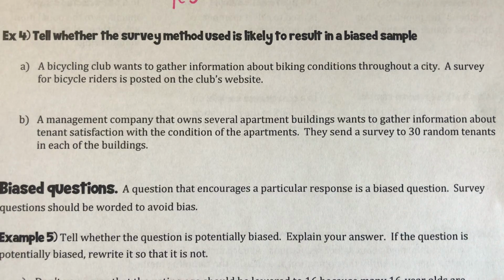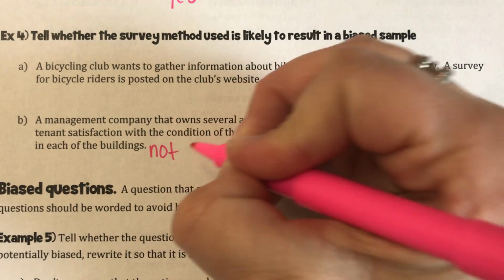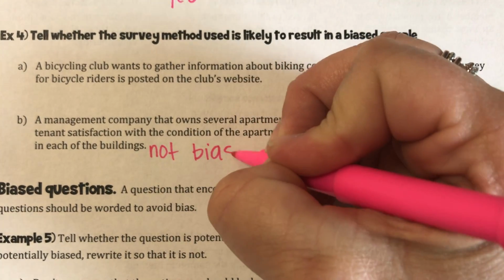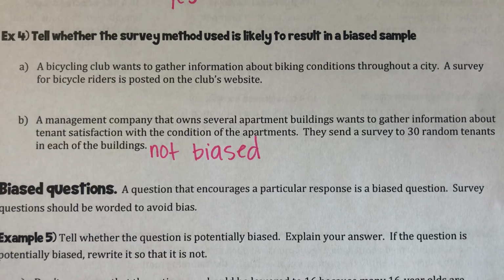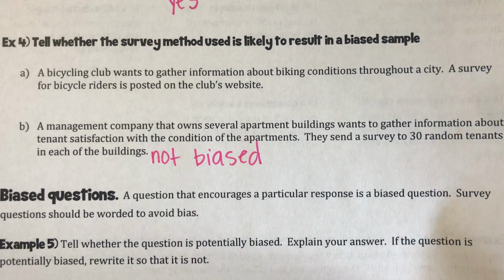On the next part, it says a management company that owns several apartment buildings wants to gather information about tenant satisfaction with the condition of the apartments. They send a survey to 30 random tenants in each of the buildings. A tenant is someone who's renting from you. So I would say this is not biased, right? That should give you a pretty fair sample. You're not limiting it to just one building or just 2 buildings. You're asking everybody. Everyone has a chance of being asked.